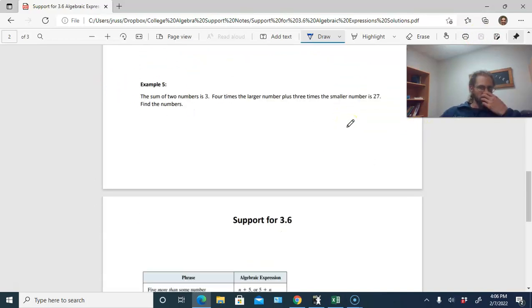All right, let's look at example 5. So these get a little more complicated. The sum of two numbers is 3. And then 4 times the larger number plus 3 times the smaller number is 27. Find the numbers. Okay, so this one's a little bit more advanced.